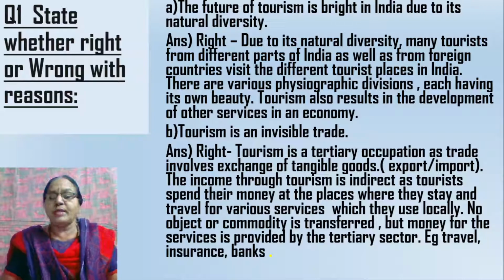The income through tourism is indirect, as tourists spend their money at the places where they stay and travel, for various services which they use locally. Tourists don't pay directly to the government. They pay for the hotels that they stay in, and for travel, moving from one place to the other. They pay the taxis. Wherever they use the services of people, they are paying locally. So no object or commodity is transferred, but money for the services is provided by the tertiary sector, for example, travel, insurance, banks, etc.